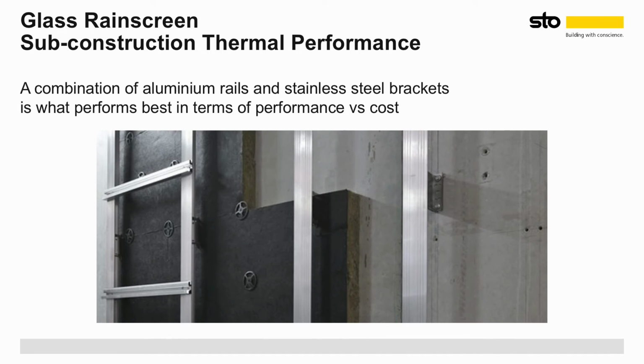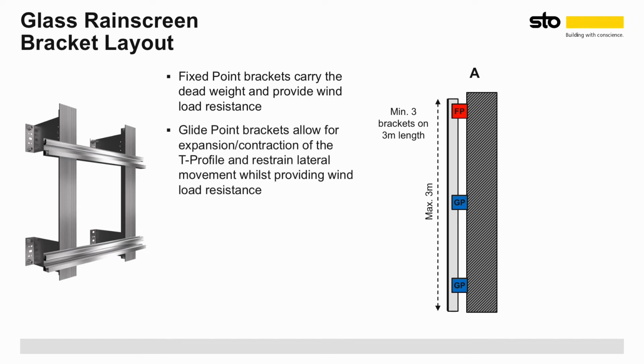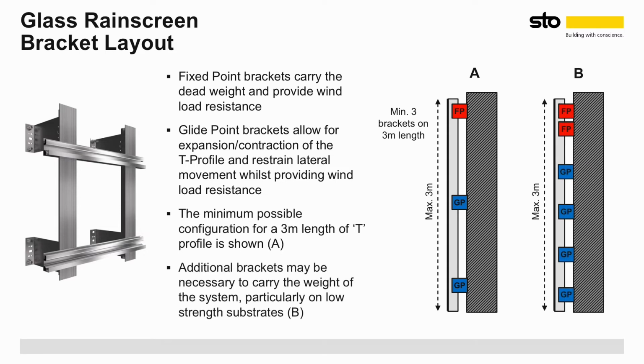Let's look at the sub-construction format. In A, the minimum possible configuration for a 3-meter length of T profile is shown with a single fixed point and 2 gliding point brackets. B shows that additional fixed point brackets may be necessary to carry the weight of the system in some cases, for example on lower strength substrates such as brickwork or light steel frames. Depending on wind loads, substrate properties and system depth, more brackets may be required.